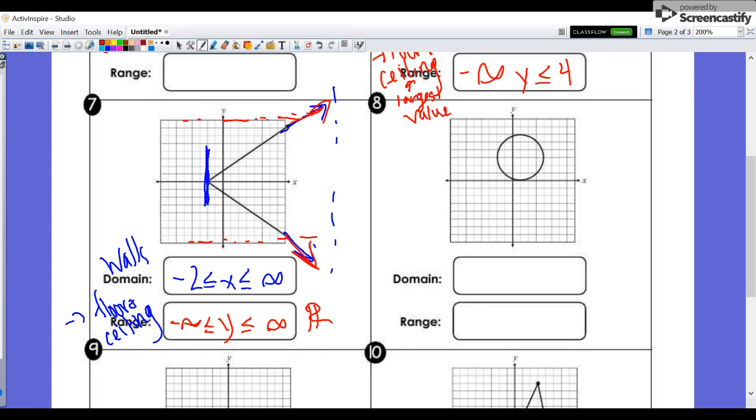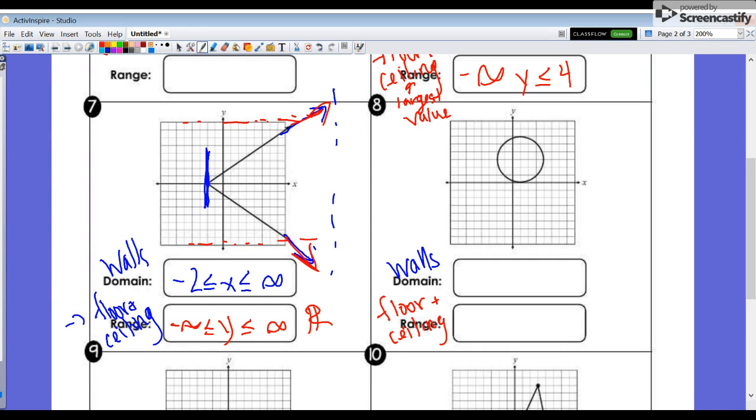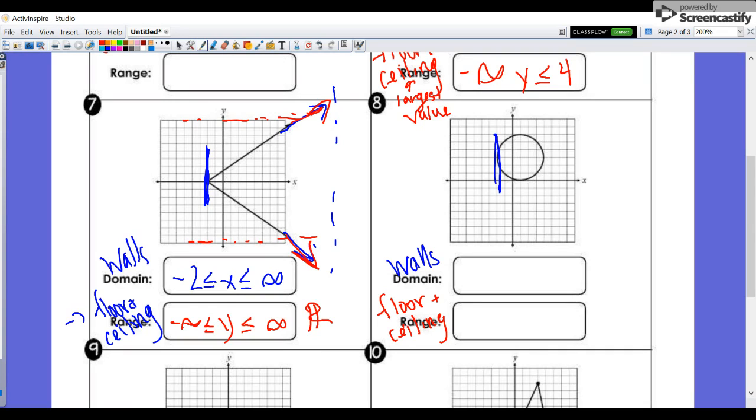Okay, and then that last one I asked you to do, number 8. This one has been freaking people out a little bit, but it actually is much easier, I think, than the other ones. Because there's distinct places that x and y values of this graph end. This one you can see really well, the walls and the floor and ceiling. I can make a wall here, I can make a wall here. So my smallest wall value is negative 2. My biggest one is positive, I think that looks like 5. I kind of covered it up.